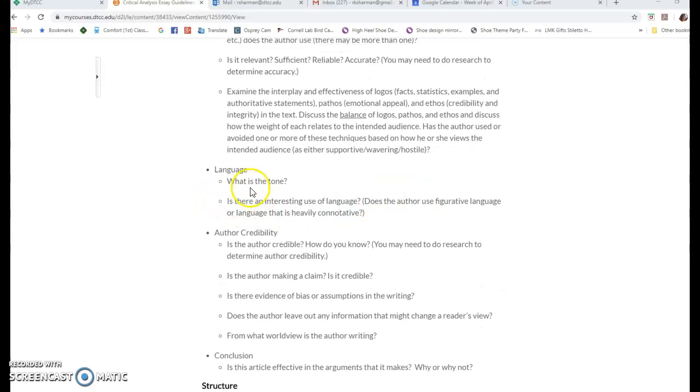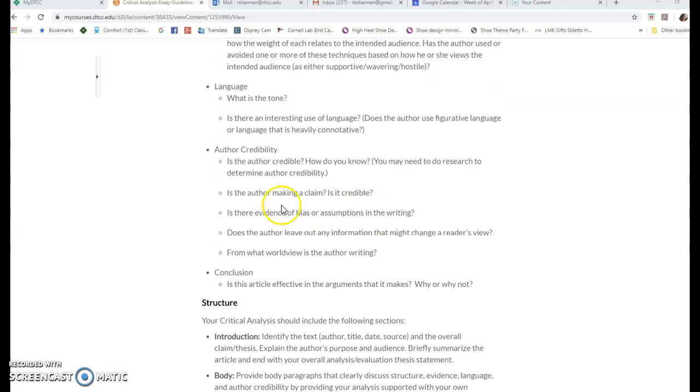All right, the next section of your paper will be a discussion of language in the article. And this includes the tone that the author uses and any interesting uses of language, such as emotive language, loaded language, highly connotative language. Are there figures of speech? And if so, what are they? And again, how do the words and the writing style of the author enhance or detract from his or her point?